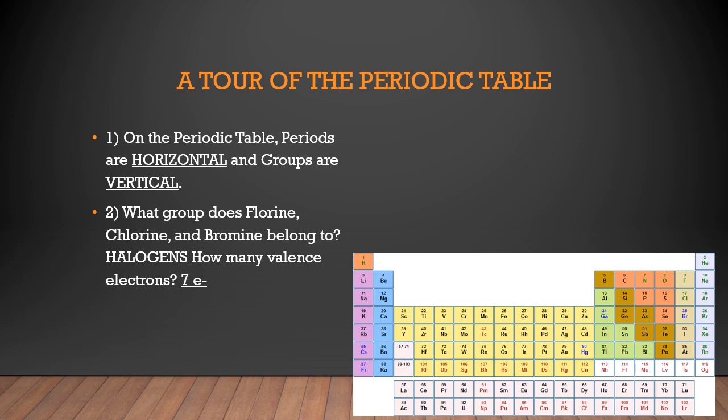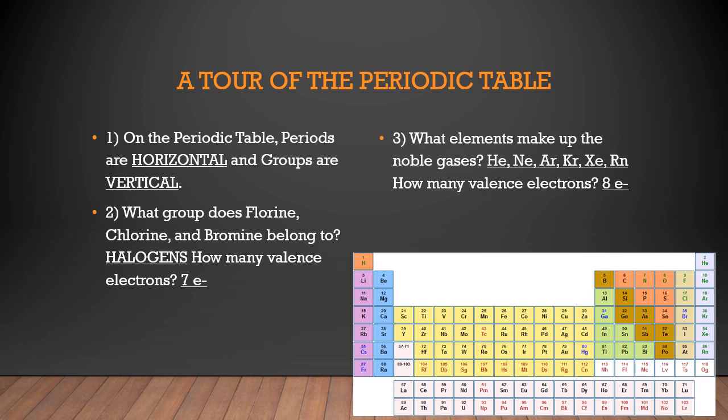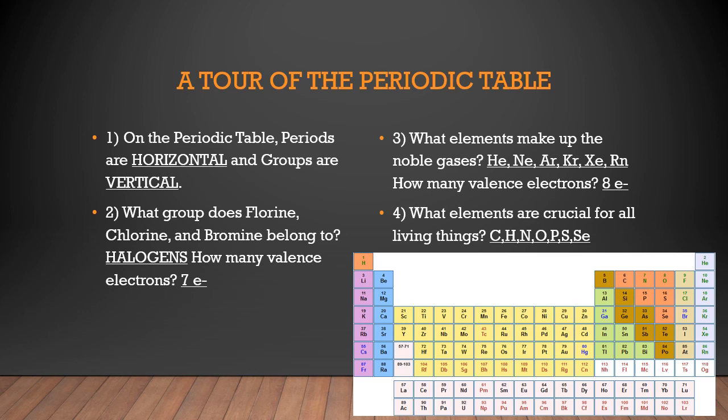How many valence electrons would group 17 have? If you count them, hydrogen is going to have 1 valence electron, that column, 2 in the beryllium column, 3 in the boron column, 4 in the carbon column, 5 in the nitrogen column, 6 in the oxygen column, 7 in the fluorine column. So there's going to be 7 electrons there, and then 8 in the helium column. What elements make up the noble gases? You have helium, neon, argon, krypton, xenon, radon, and they have the 8 electrons.